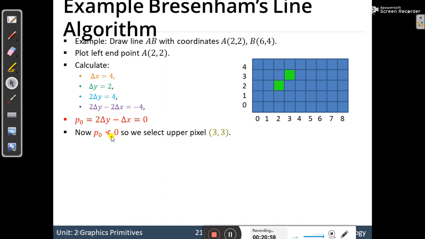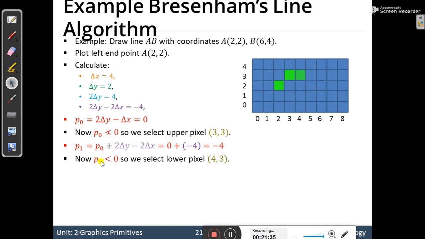Now p naught is not less than 0, so we select the pixel (3, 3). Twice del y minus del x is 4 minus 4, that is 0, so it is not less than 0. Next, p1 will be incremented as p naught plus twice del y minus twice del x, because p naught is not less than 0, and it becomes minus 4. So now p1 is less than 0, so we select this point.